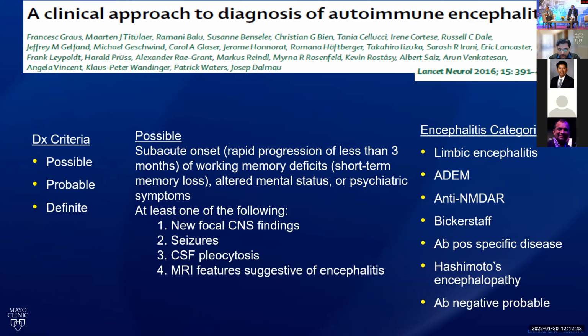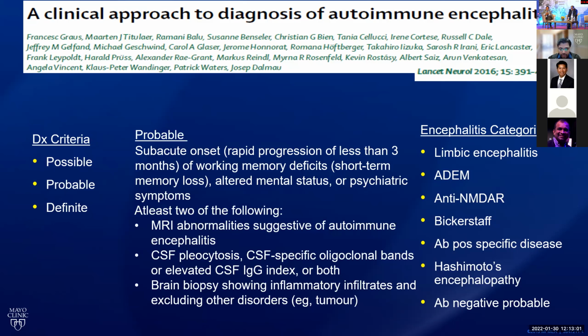If anybody had possible criteria and then had a neural specific antibody with high specificity for an encephalitis phenotype, they automatically became definite autoimmune encephalitis. Probable autoimmune encephalitis, which were the seronegative cases with a slightly higher level of certainty, needed to have additional, more stringent criteria met. So at least two of the following: MRI abnormalities, CSF pleocytosis with oligoclonal bands, or evidence of inflammation or encephalitis on brain biopsy. So slightly more stringent criteria.